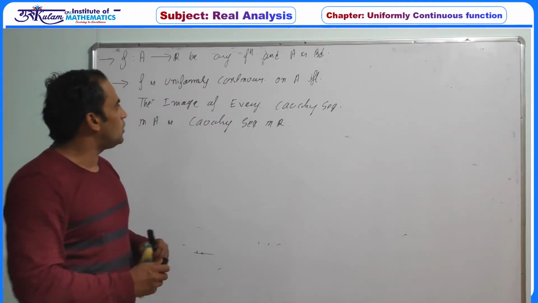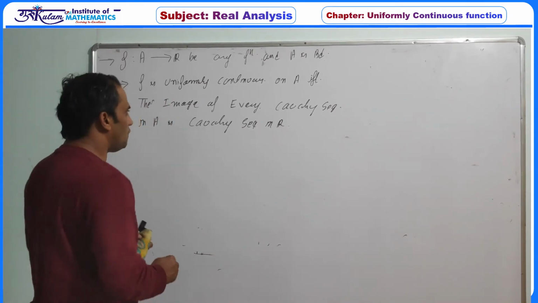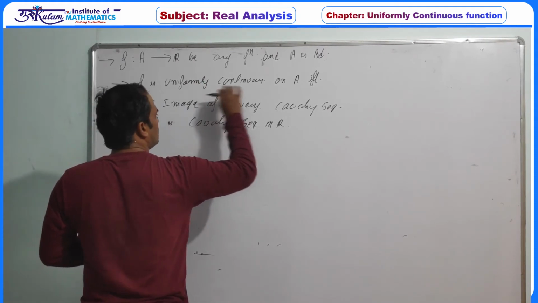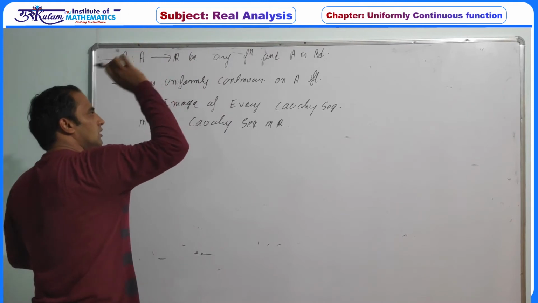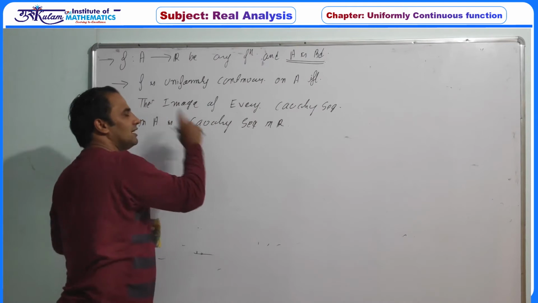So just try to prove this statement. This is your homework. Whenever the image of every Cauchy sequence being Cauchy implies that the function is uniform, just try to find the effect of this boundedness so that this statement is true.